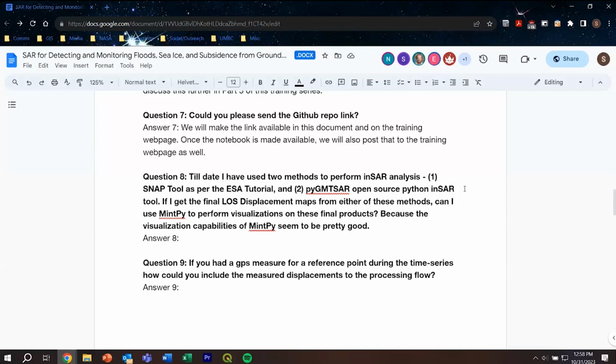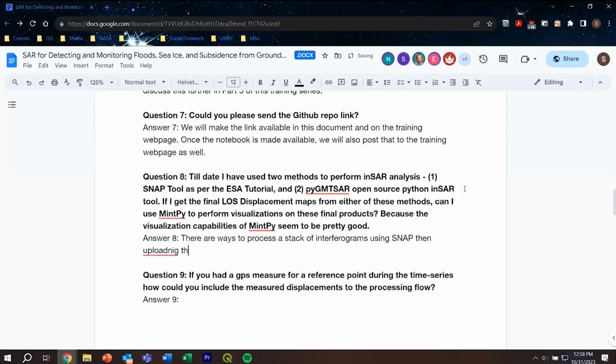Yes, there are ways to process a stack of interferograms with SNAP from the ESA SNAP tool. And it is then possible to load those into MintPy. There's information on the MintPy website for how to use SNAP interferograms.